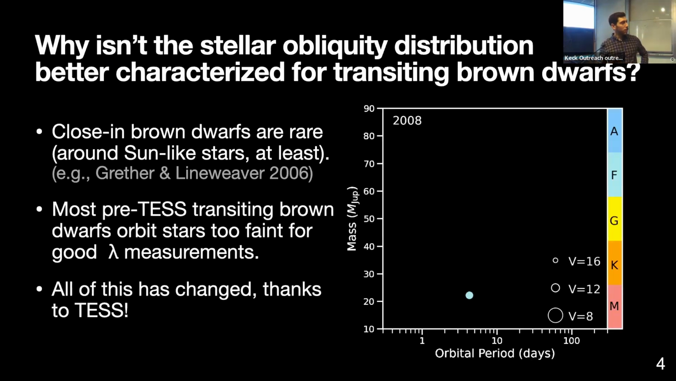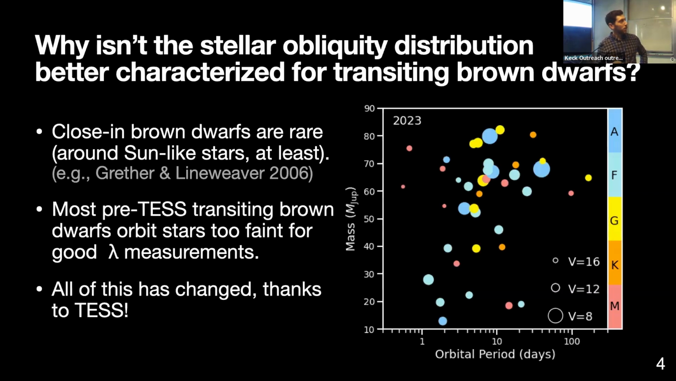So now I'm going to show a quick animation of all the new transiting brown dwarf systems that have been discovered thanks to TESS. I'm showing mass versus orbital period here. The size of each point indicates how bright it is, and the color indicates the spectral type of the host star. So TESS comes into the picture around 2017 or 2018, and we get this explosion of brown dwarfs. In particular, we started to get a lot of brown dwarfs orbiting very bright stars, specifically A and F type stars. These are exactly the hot host type stars that we want to be probing to characterize the stellar obliquity distribution.